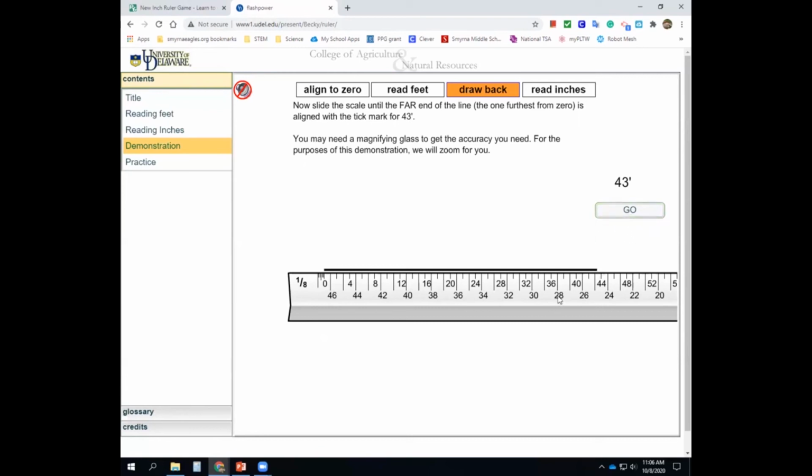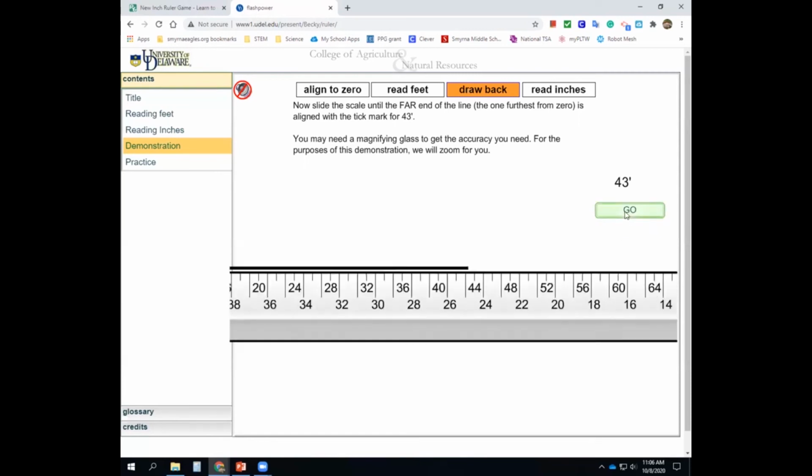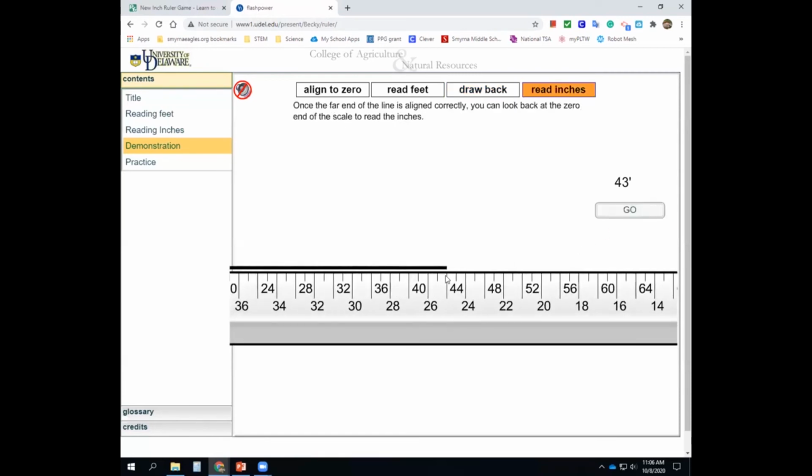Oh, I got to do it. Is that right? No, they're going to do it. All right. So here they go. Slide it right back. They zoomed in so we could see it better.